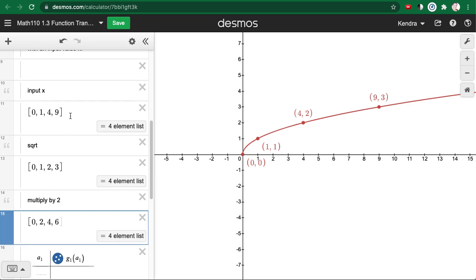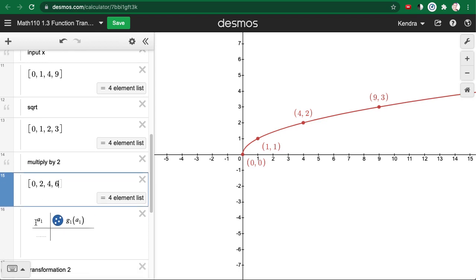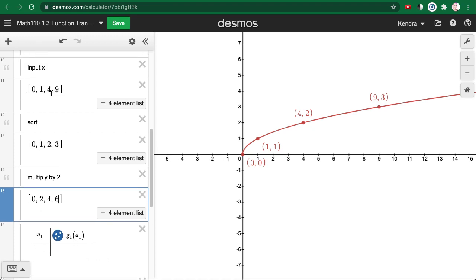So this is me actually tracking an input to an output of this g function, and I'm just going to double check that if I put these input values into my function g, then I will get these output values. So the input values are 0, 1, 4, and 9.